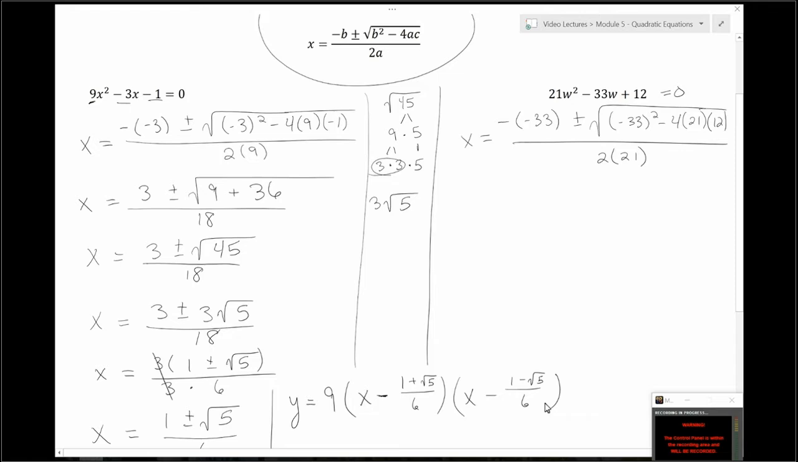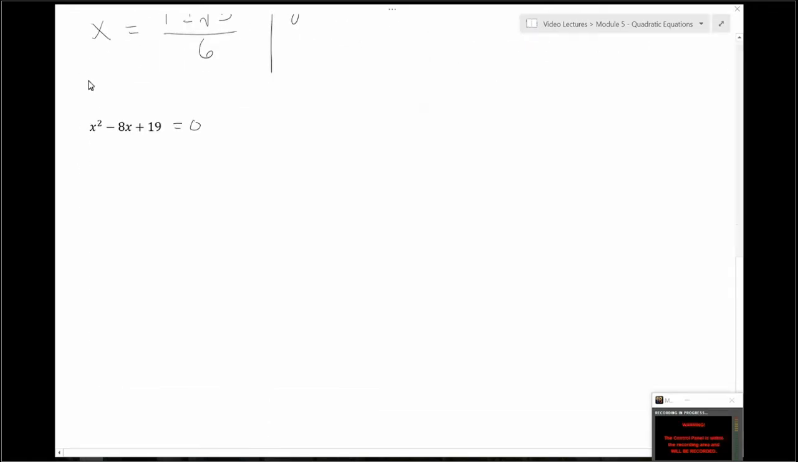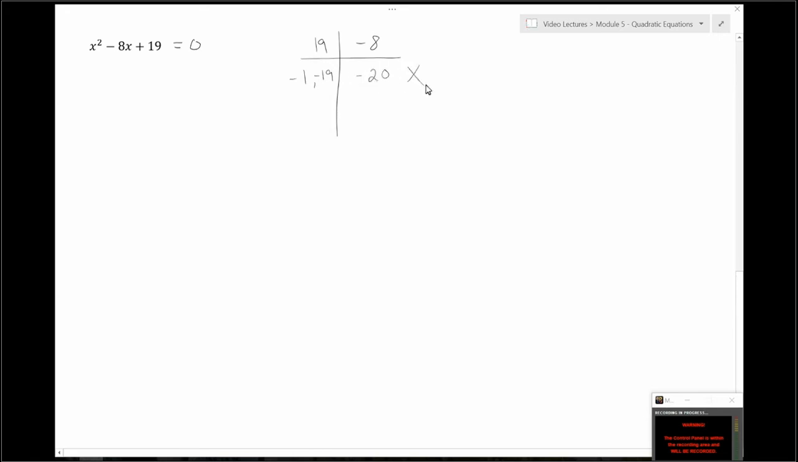So one last example for this video. X squared minus 8x plus 19. It'd be really nice if this could factor. Right? We'd look for two numbers that multiply to be 19 and add to be negative 8. Well, since 19 is prime, this is going to be very easy to list all of them. We definitely can't factor this equation. So we'll try to use the quadratic formula.